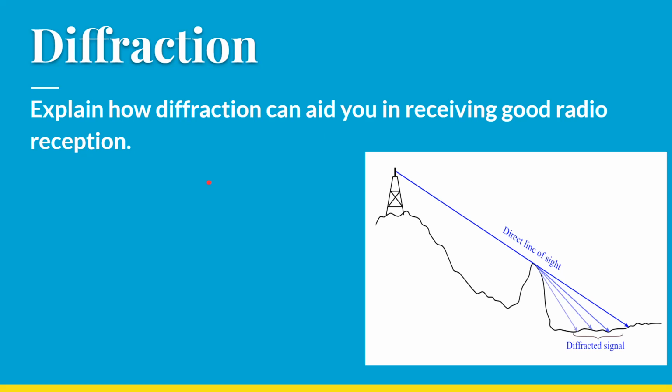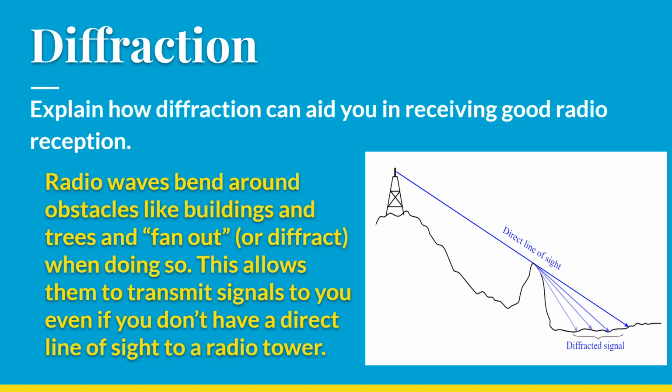Explain how diffraction can aid you in receiving good radio reception. I'm sure you're aware of this, but you probably don't have a direct line of sight to a radio tower. Those waves are able to make it from the tower to you around buildings, around trees, around all of these obstacles because of diffraction. They can bend around things like buildings or trees, and fan out or diffract when doing so. And this allows them to transmit signals to you even if you don't have a direct line of sight to the radio tower. I know most of you probably don't listen to the radio, you're probably streaming everything, but that diffraction is important for radio reception.